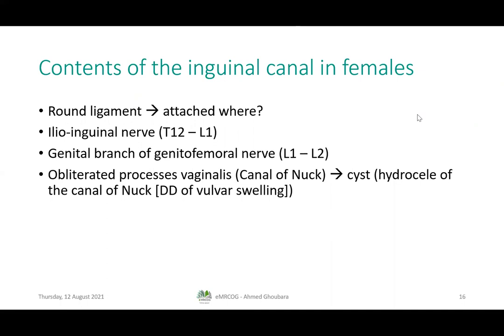Yes, Dr. Hassan, conjoint tendon is made of two layers of the muscles, the internal oblique muscle and transversus abdominis. Yeah, perfect. So tell me, Dr. Hassan, please, what are the attachments of the round ligament? Where does it go? Labia major, perfect. Labia major, not the mons pubis.